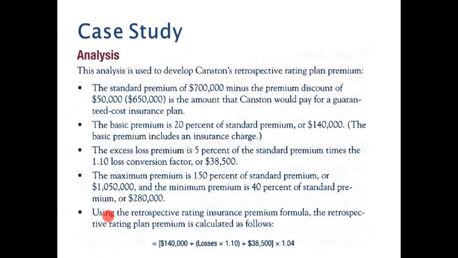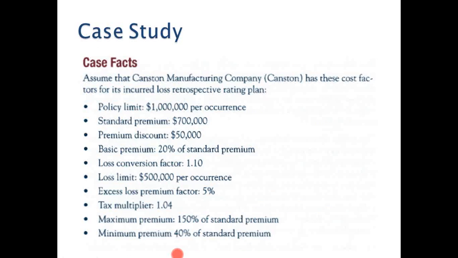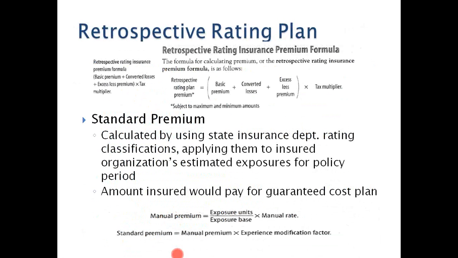So in this case, using the retrospective rating insurance premium form, the retrospective rating plan premium is calculated as follows. It's going to be $140,000. Let me go back to the chart here. So the $140,000 is the basic premium. Let me go back to the formula. Right here, this is how we calculate the premium. It's the basic premium plus converted losses, plus excess loss premium, times that tax multiplier.